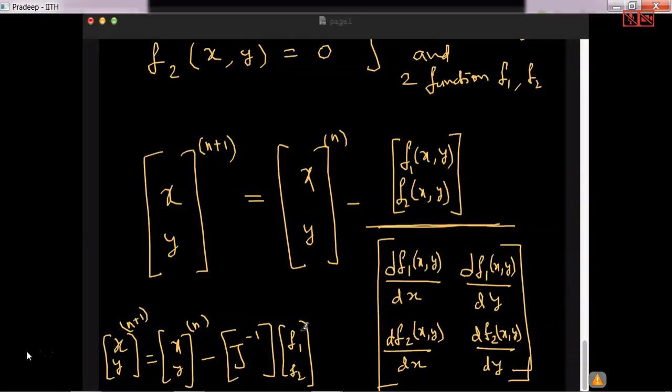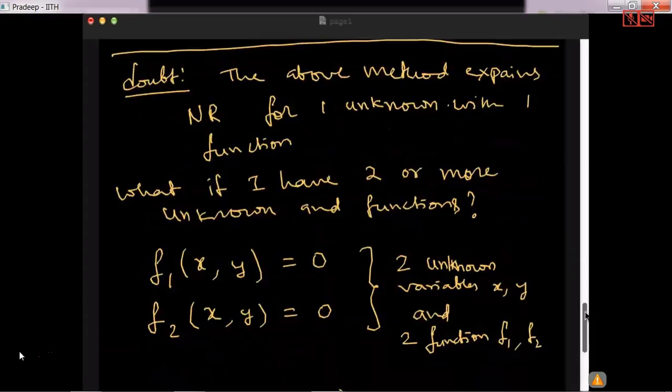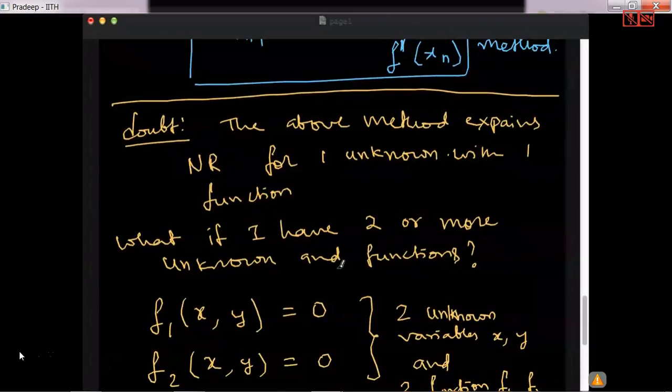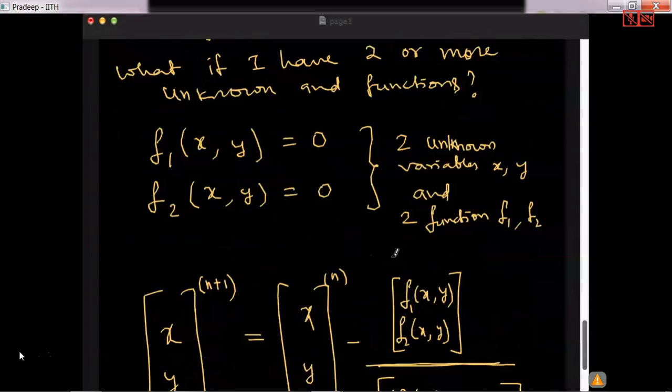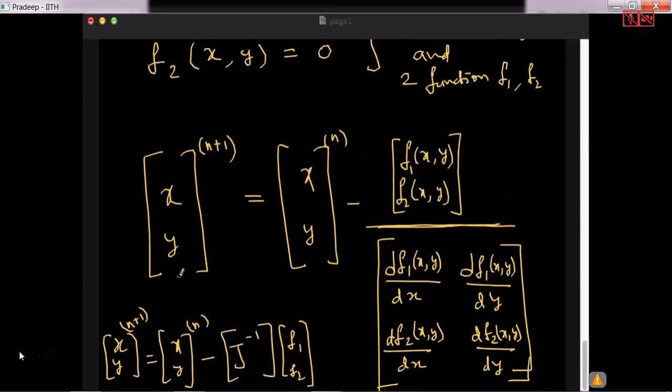Okay, so let's continue our analysis and then let's come to our power system. The doubt that I just clarified is about two or more unknown variables. So I think you can extend this. If there is a third equation f3 of xyz, along with f1 of xyz, f2 of xyz, then you will be able to do that again in the same way. Here you will get a 3 by 3 Jacobian matrix. Anyway, so let's continue.